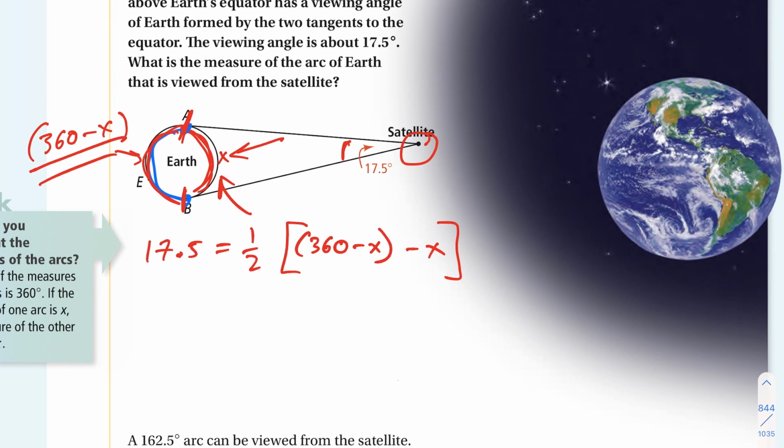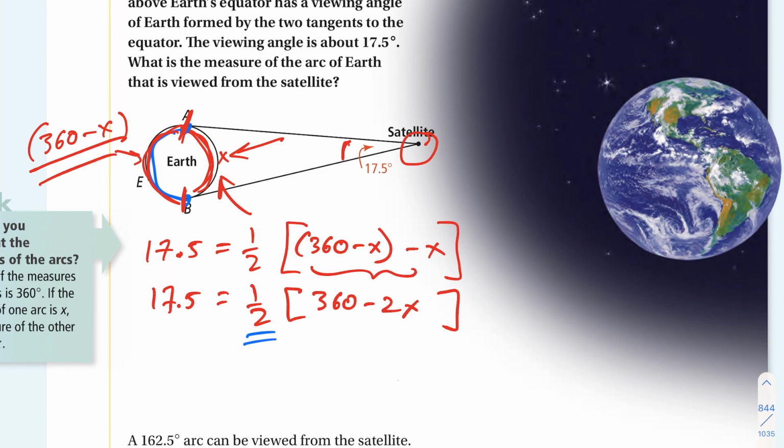So we're just going to slowly work our way to solving for x. I have 17.5. I'm going to keep my half. And what does this become? Get rid of those parentheses. That simply becomes 360 minus 2x. Just like I did in the previous problem, you have the option of distributing that 1/2, or you can multiply both sides by 2. In this case, we're going to do it a little bit differently just to show you how it's done.